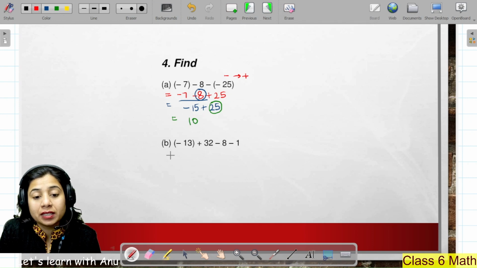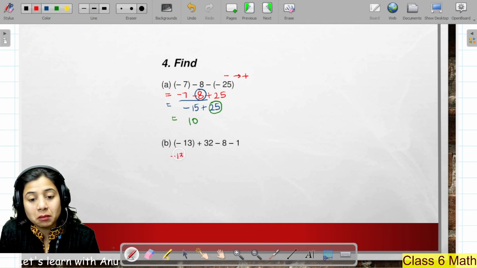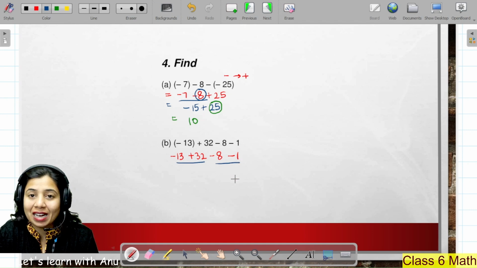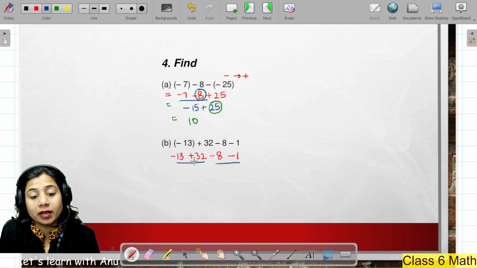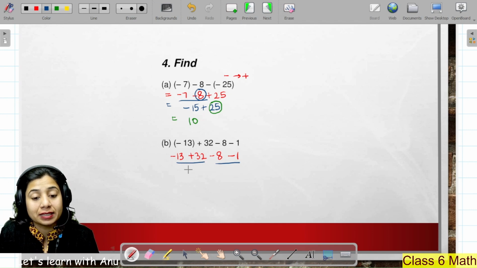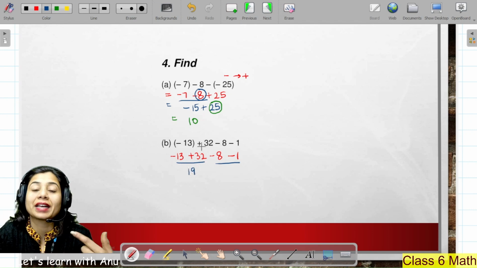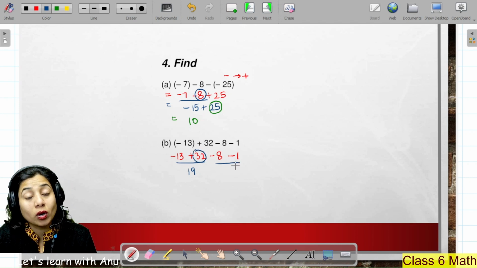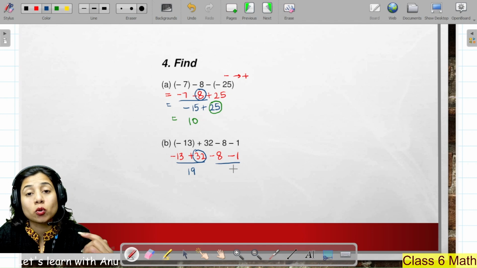Moving to B part. Let's open the brackets again. Minus 13 plus 32 minus 8 minus 1. So let's solve the first two and last two integers. In the first two integers opposite sign is there, so subtraction is going to happen. So 32 minus 13 is 19 and sign is going to come of bigger number, that is 32. And in the last two again we have same sign, so addition is going to happen.